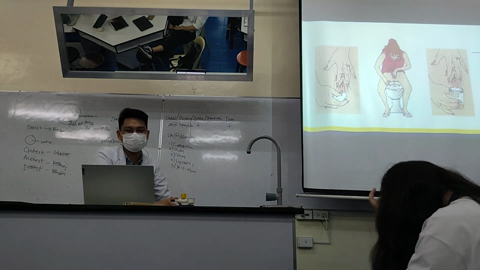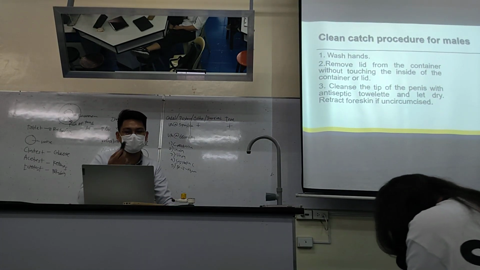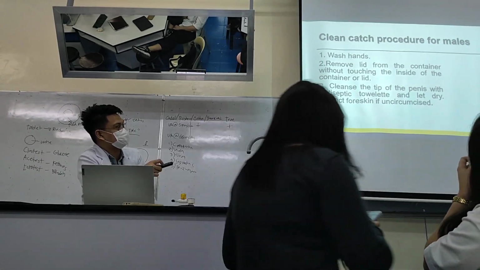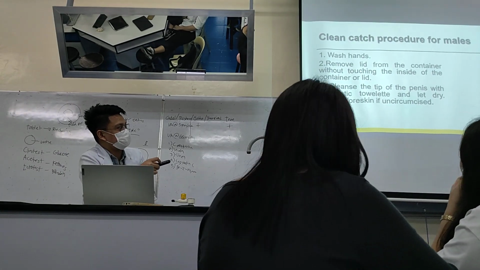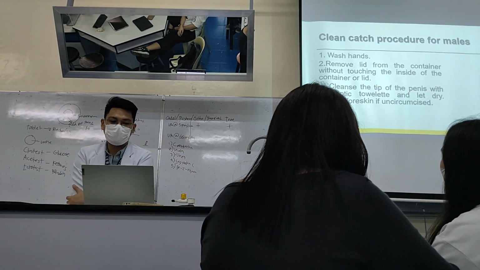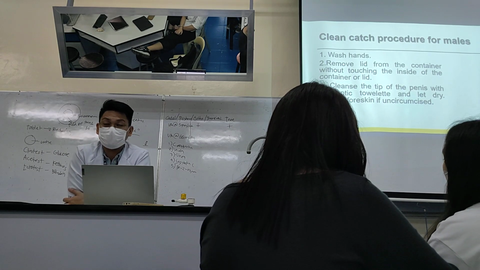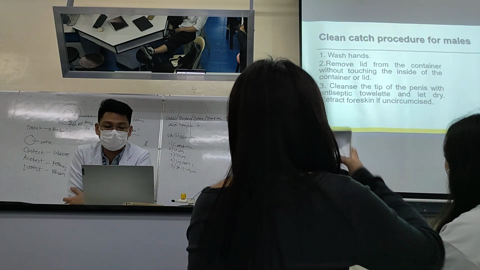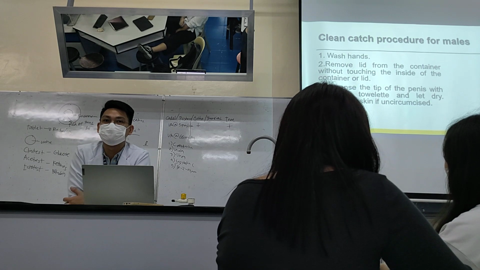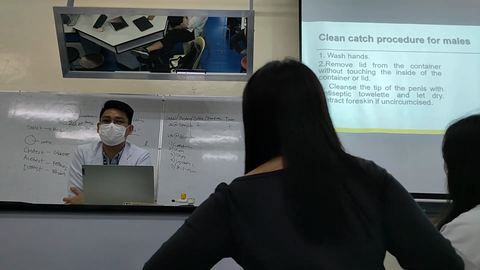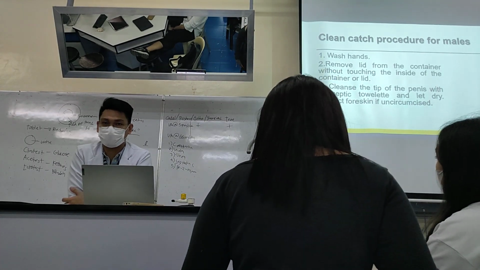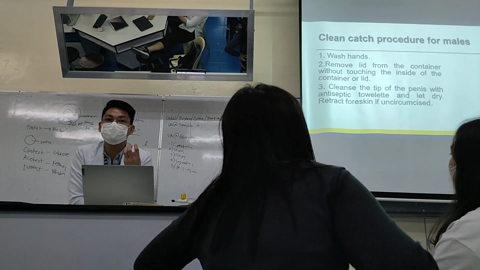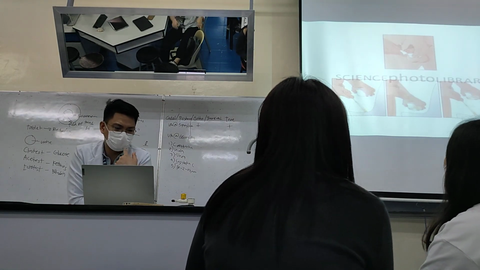Okay, for males, it is almost the same thing, but they need to cleanse the tip of the penis with an antiseptic towelette and let it dry. If the patient is uncircumcised, that's the time to retract the foreskin. Why do we need to cleanse the tip of the penis if uncircumcised? Because the environment is moist, and a moist environment is conducive to the growth of bacteria.